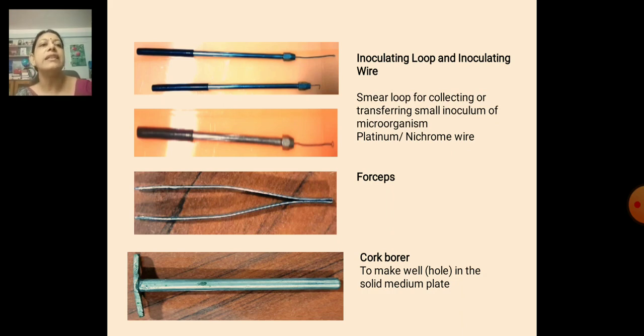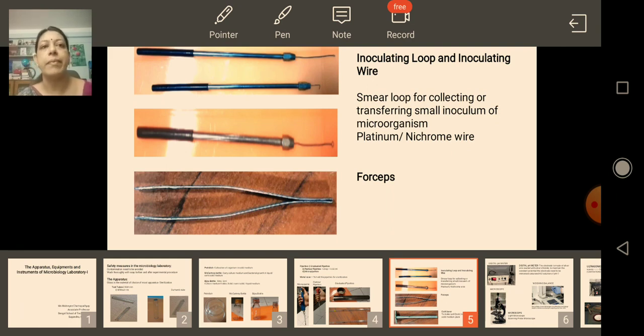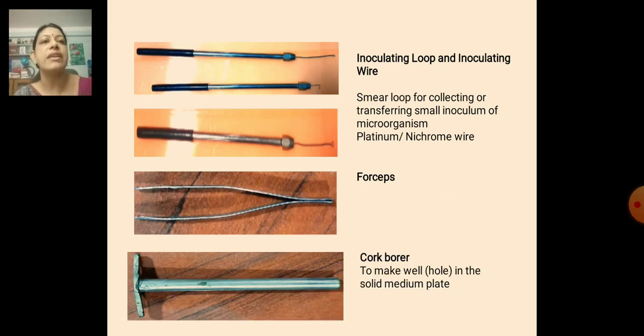Now, here if you see, these are the small metal equipments that we use in the microbiology lab: the inoculating loop and the inoculating wire. This inoculating loop or inoculating wire, as the name suggests, helps in inoculation. Now, what is inoculation? Inoculation means, in microbiology, that to continue the growth and cultivation of bacteria or fungus, we always transfer the microorganism from one media to the other media.